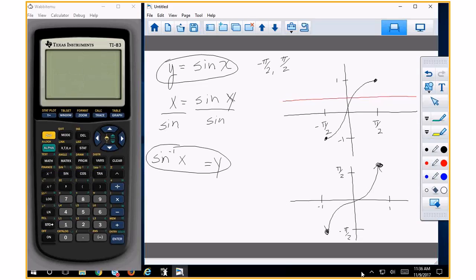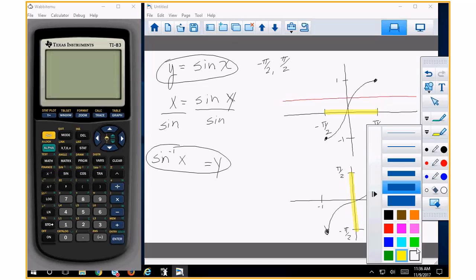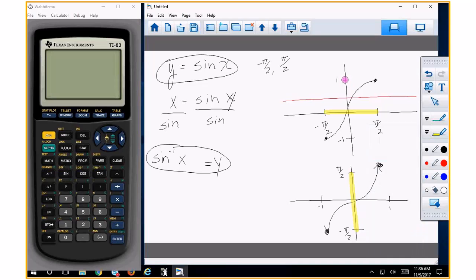And again, it's a one-to-one function, but you've got the domain here. Here's the domain, and I do this just for your benefit. The domain here is now what? And the range here is the domain here. So those are two of the things I want you to see: the symmetry as well as the domain and the range.